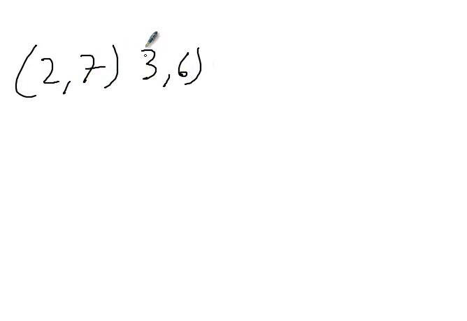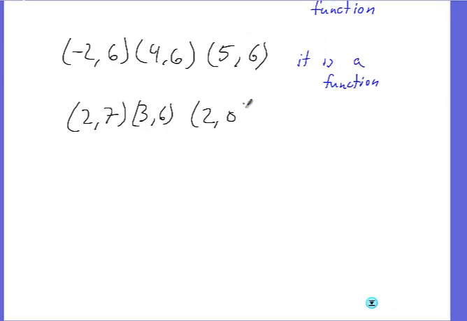All right, let's keep chugging along. I'll do one more example. Let's do (2, 7), (3, 6), (2, 0). All right, we want to know, is this relation a function? Well, a function, again, every input has a unique output. Let's look at our inputs. We have 2, 3, 2. Well, 2 comes up twice. 2 goes to 7, 2 goes to 0. Therefore, every input's not unique, so it's not a function.